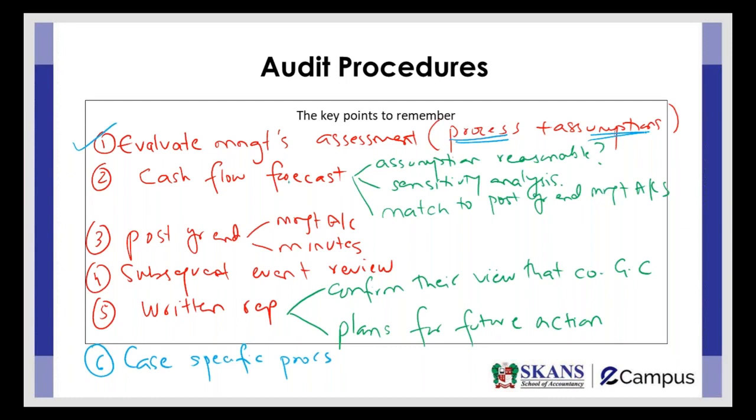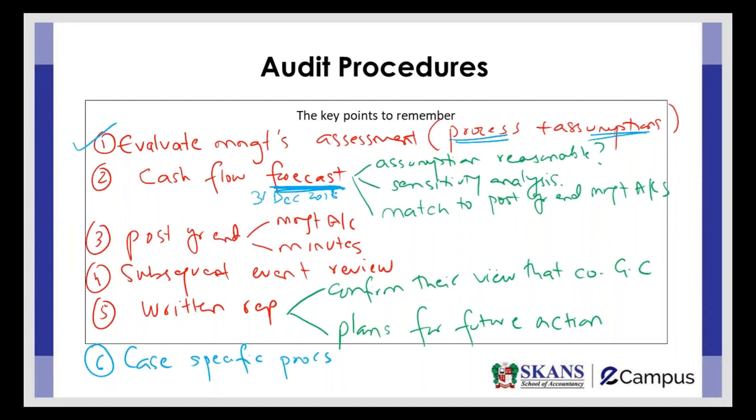The next thing that you have to do is ask for the forecasted cash flow. Guys, please do not mess this up. This is not a cash flow statement. This is not the statement of cash flows. That is about the past. This is for the next 12 months. So if my year end is 31st December 2017, the forecast would be for the year to 31st December 2018.